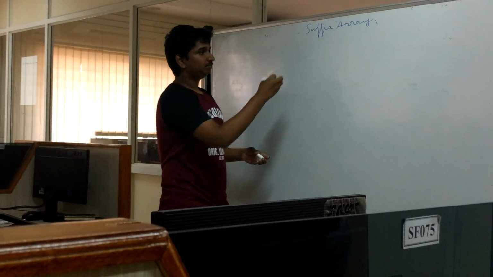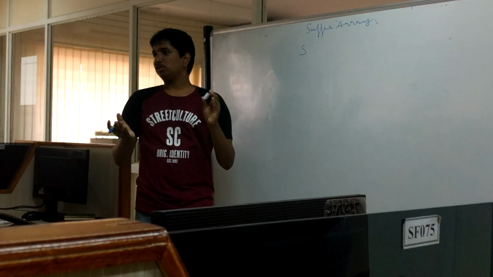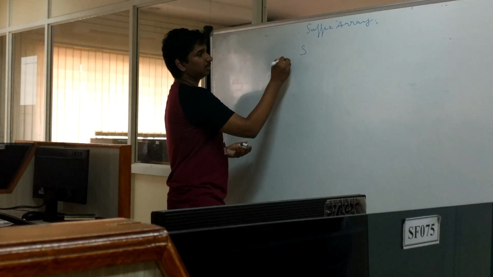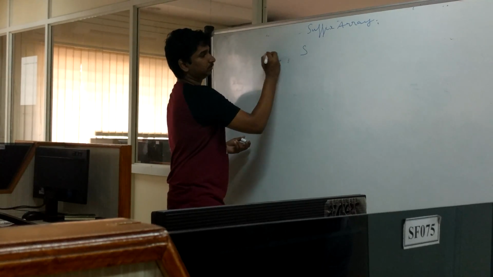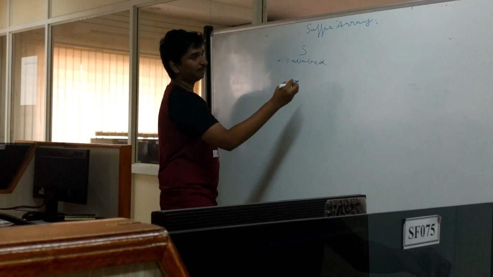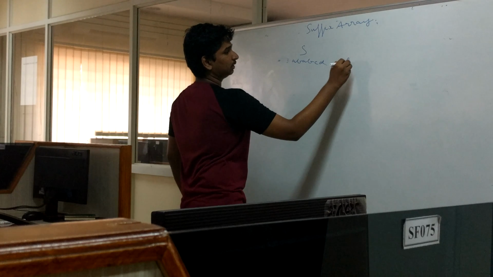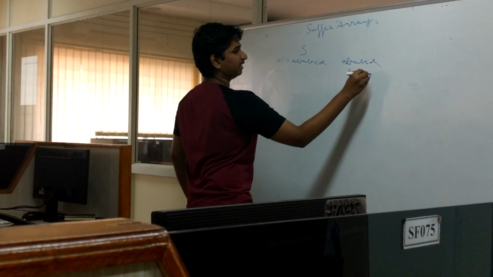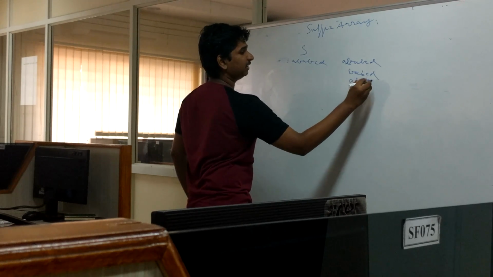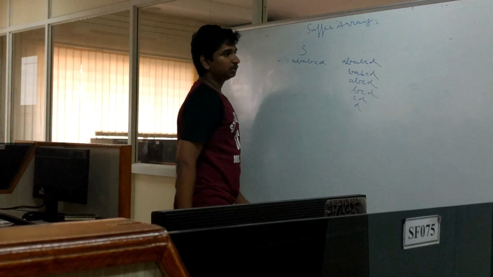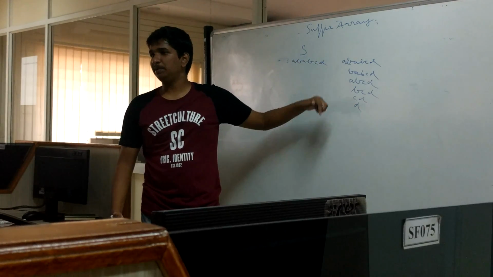So a suffix array, given a string, orders all the suffixes in sorted order. The same way, A, B, C, D, B, A, B, C, D, A, B, C, D, B, C, C. So the suffixes are these. If I sort all the suffixes, what will be the order?